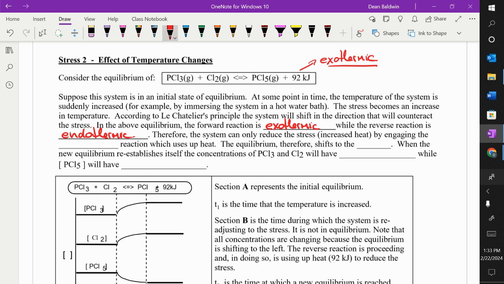Okay? Like it's in a closed container, right? These are all gases, and then I heat up the container. Which way is this equilibrium going to shift? It's going to shift back this way to remove some of that excess heat. So the system can only reduce the stress, which is the heat, by engaging the reverse reaction, which means left. So the equilibrium shifts to the left.